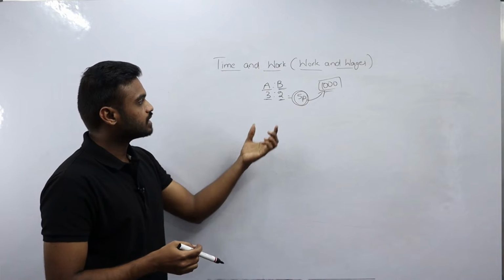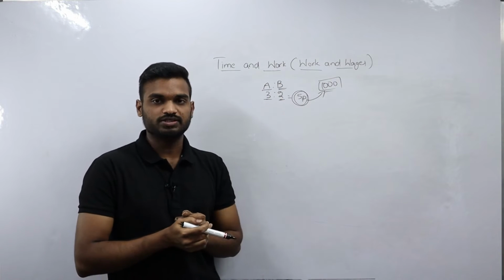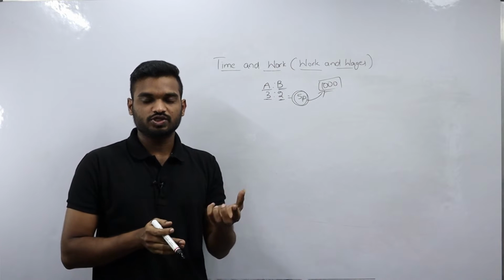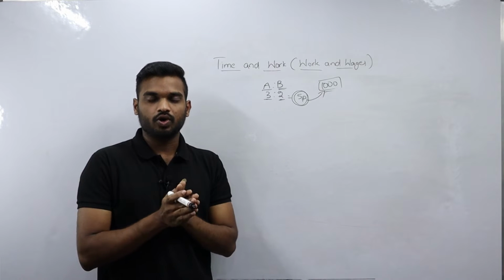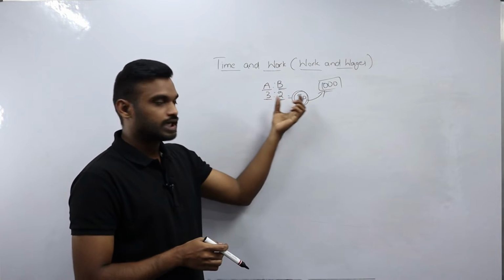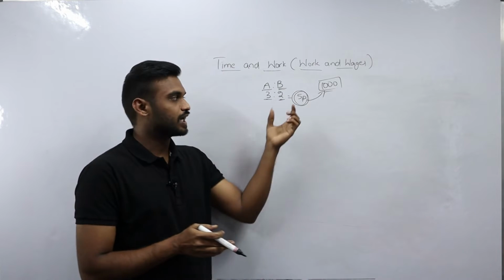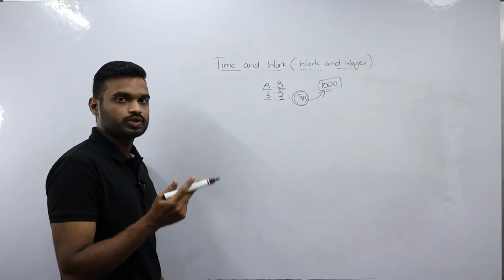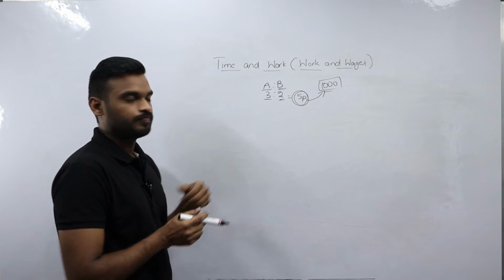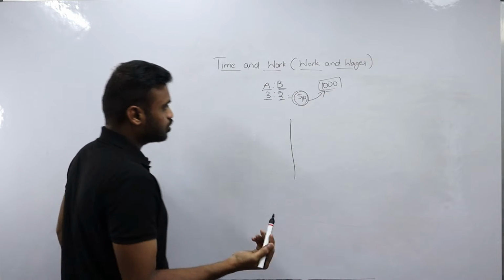Now how to calculate A's share and B's share in this 1000 rupees? If you have watched the ratios and proportions tutorial, you might know how to calculate all these parts and ratio amounts. Even if you haven't watched it, I will explain how to calculate this. There are two methods to calculate A's share and B's share, and I will explain both methods.